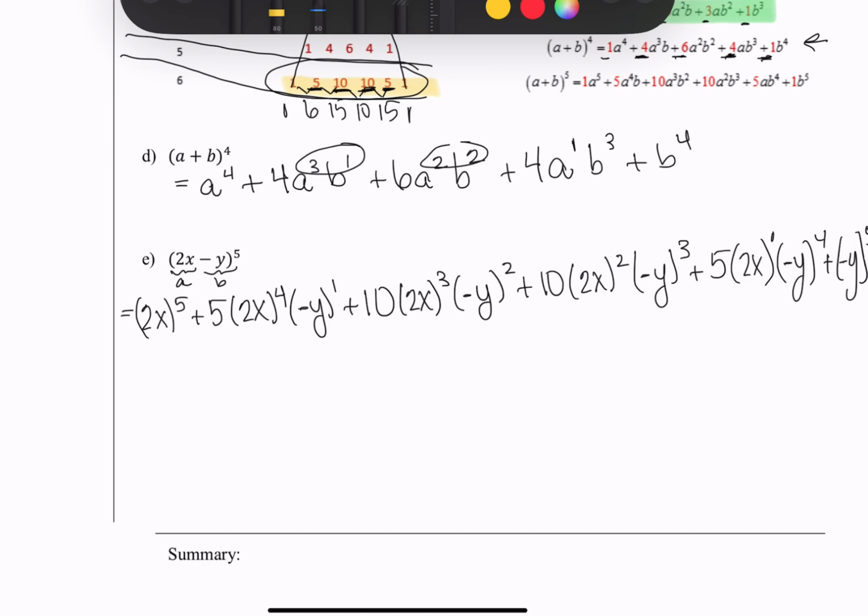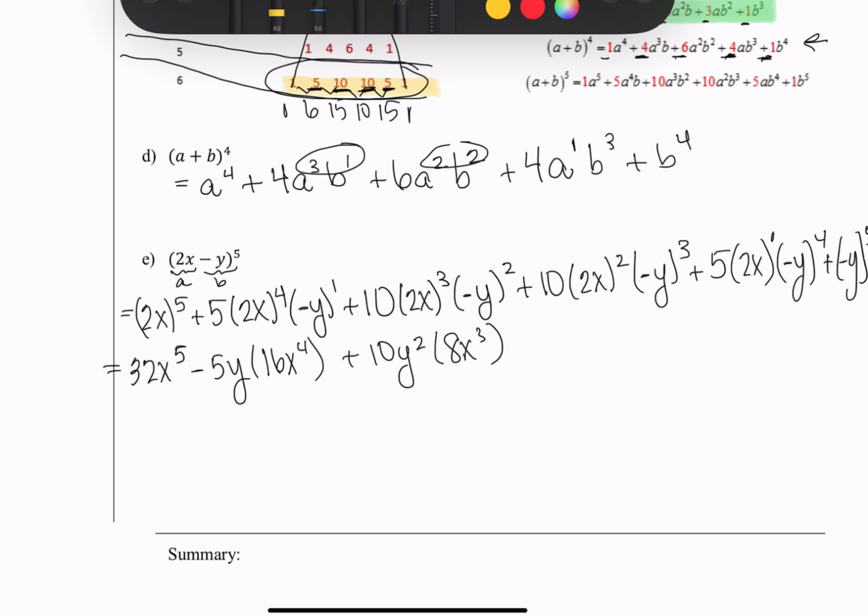Now it's time to simplify this mess. 2x to the 5th power is 32x to the 5th. So the second term now, notice negative y is to the first power. So the second term is going to be negative. I'll take that, let's go 5 times negative y, which is negative 5y. And I'll multiply it times, that's going to be 16x to the 4th. And I'll come back and simplify one more time. The third term has a negative y being squared. So that's going to make that a positive y squared. So I'm going to have a positive 10y squared, and 2x cubed becomes 8x cubed.